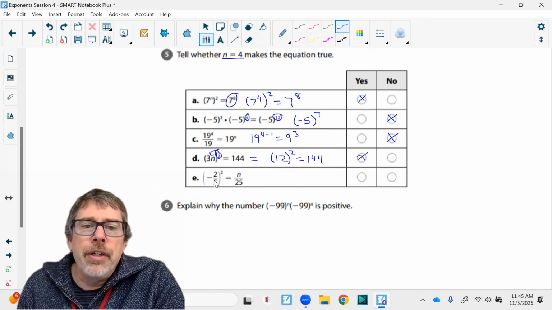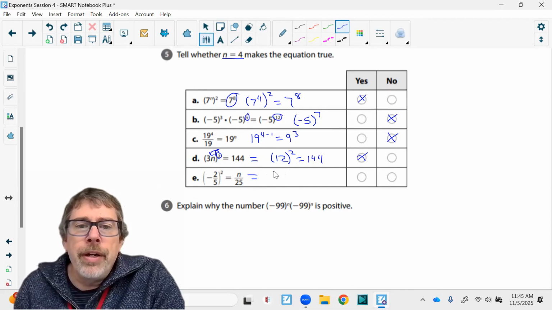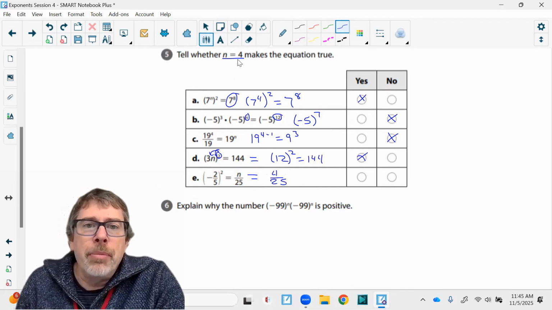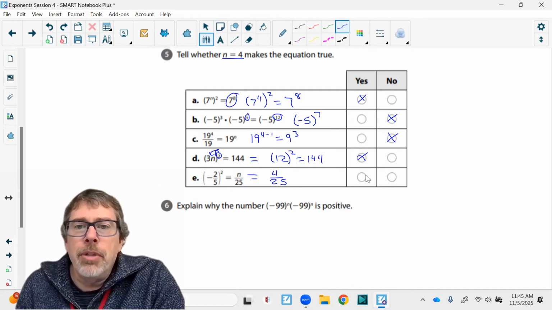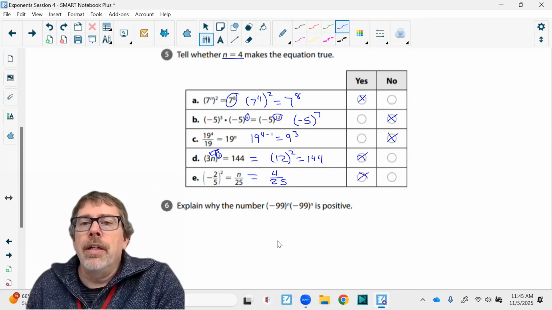Okay, so this one here, I just want to distribute this to, and that's going to be a negative 2 squared. This is going to become positive, and 2 squared is 4, and 5 squared is 25, and then if I put 4 in for n, then this is going to be true, so that is also a yes.